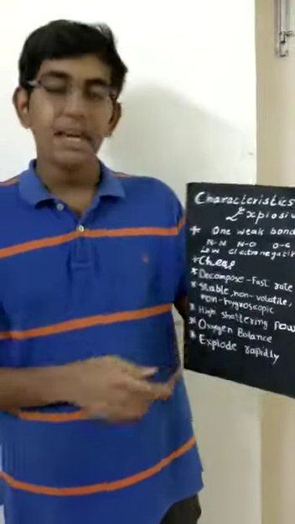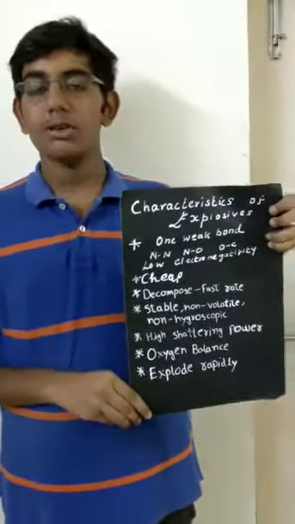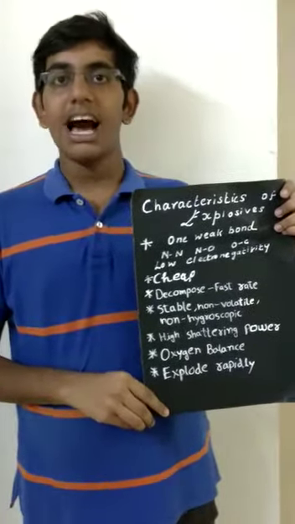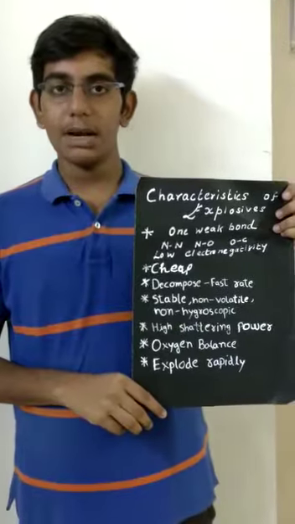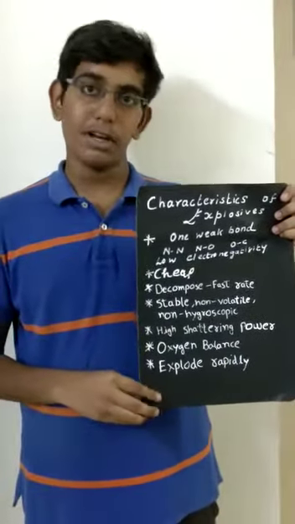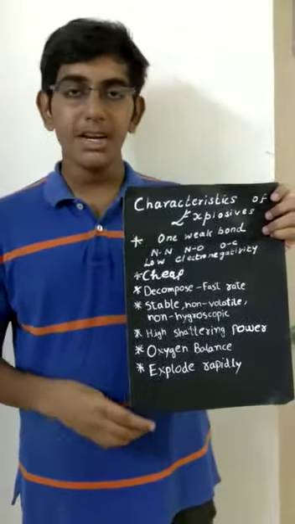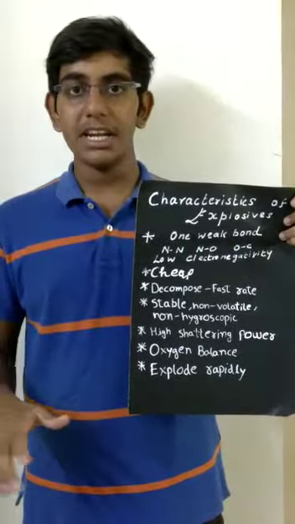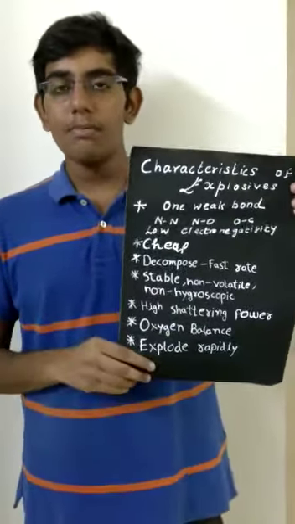Then stable. The explosive which you are using should be stable. It should be non-volatile and non-hygroscopic. Hygroscopic means that the material which you are using should not absorb water. Then it should be chemically inert and the covering, and it should not react with the material to form a shock sensitive material. Then the other point is it should have high shattering power.